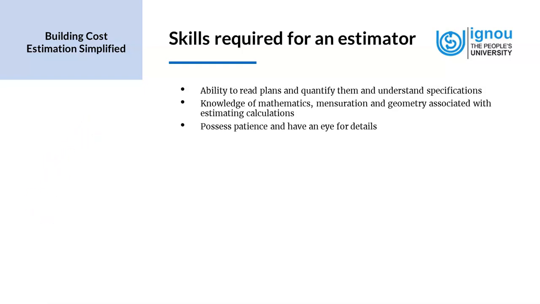The estimator is to have patience and have an eye for details, because it can be laborious work going in detail through multiple drawings and then correlating drawings to have an idea of how the building part would be in future. And also having an eye for details is important, because there would be some minute details that may skip one's attention. And so an estimator ought to have skills for finding out these details which may not be very obvious in the first go.